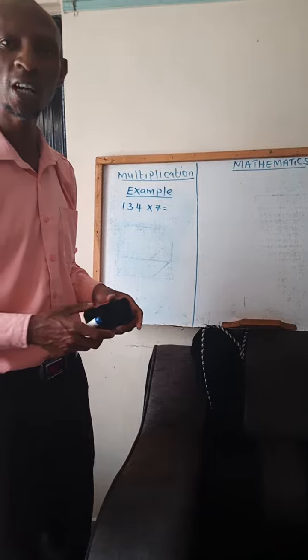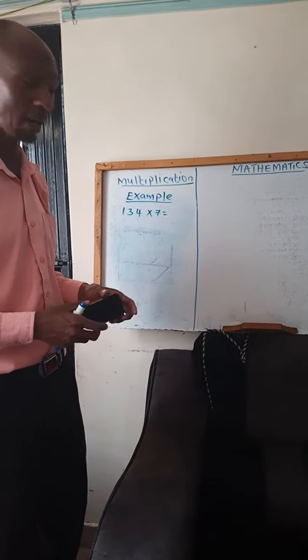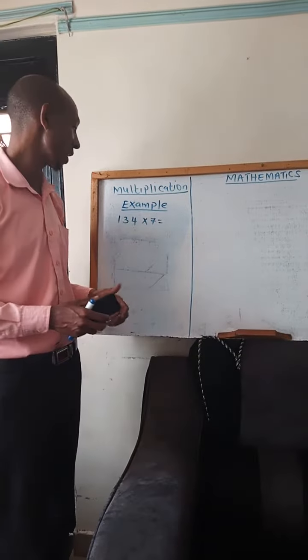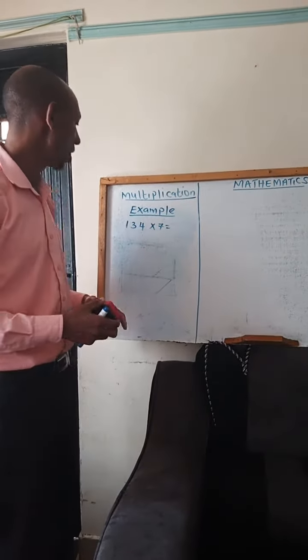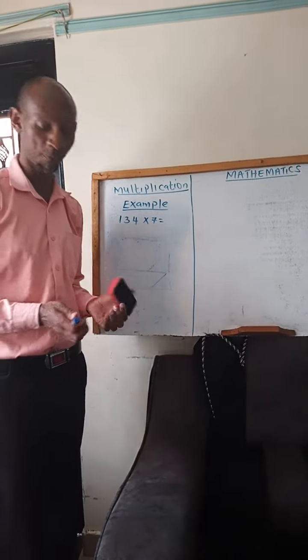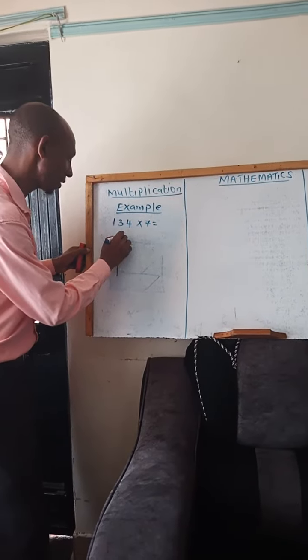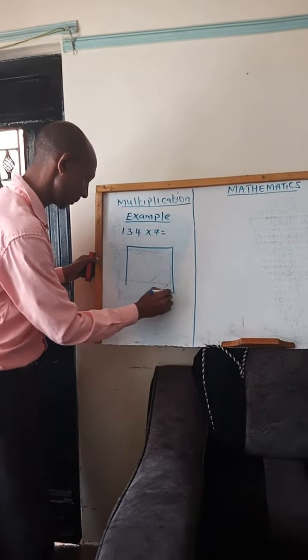In today's lesson, I'm going to teach you how to solve multiplication mathematics problems. And we are going to start with example one here, where I have a 3-digit number multiplied by a 1-digit number. To start with, you are expected to draw a square like this.